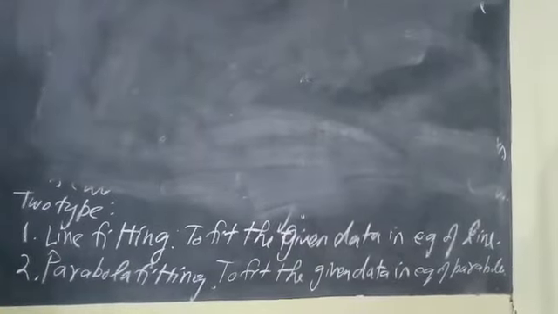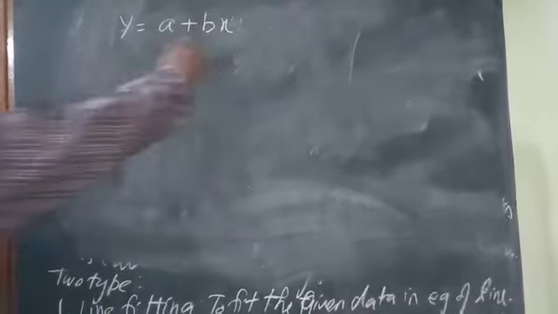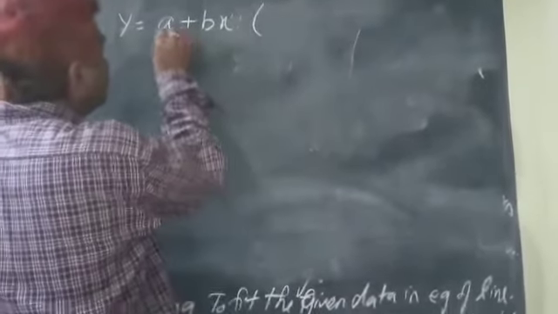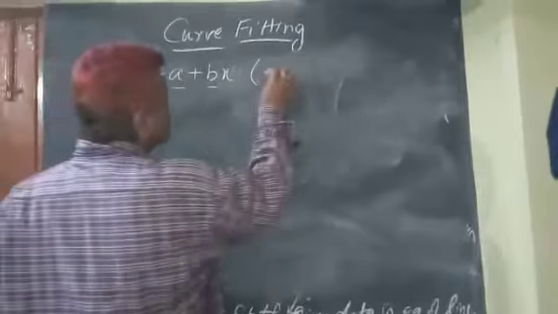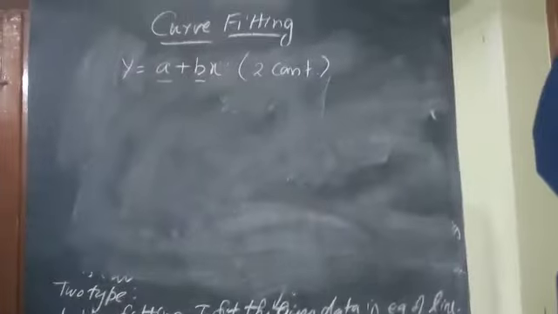For a given data, we will consider the first situation, to fit the given data in the equation of a line. We know that the equation of a line is y equals a plus bx. This is the equation of a line, used when we fit the curve to a line. In this equation there are two constants, a and b, so we have to find the values of these two constants.